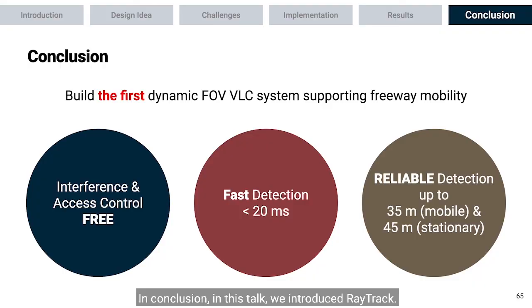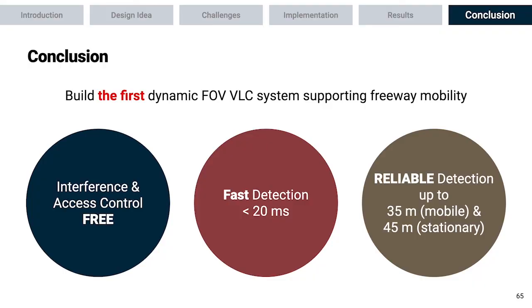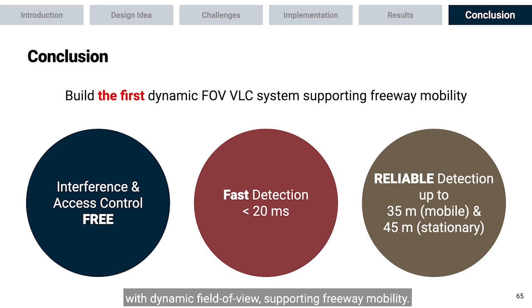In conclusion, in this talk, we introduced RayTrack. To the best of our knowledge, this is the first VLC system with dynamic field of view supporting freeway mobility. RayTrack enables interference-free VLC link without the need of an access control protocol. In addition, RayTrack is able to perform fast and reliable detection in less than 20 milliseconds and with a detection range of up to 35 to 45 meters.